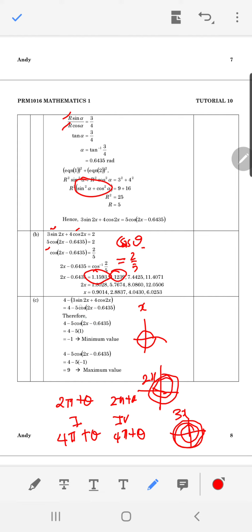And then if you look at question number C, regardless of what is the angle inside the cos, we always look at the coefficient in front of the cos. So the coefficient is 5, so the maximum is 5 and negative 5. And then plus 4, you move the graph up 4 units. So that is how you get 4 minus 5, you get minimum point negative 1, and 4 plus 5, right, you get maximum point is 9.